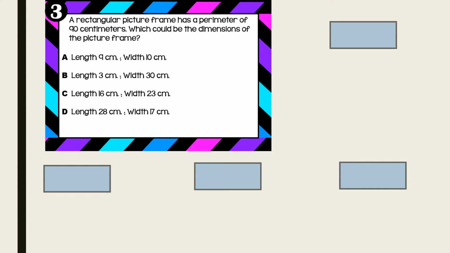Okay, I am going to start by labeling my rectangles. So A here, I've got a rectangle that's 9 by 10, a length of 9 and a width of 10. I'm going to label all 4 sides. B, I've got a rectangle that's 3 centimeters by 30 centimeters. So obviously my pictures don't look accurate because 30 by 3 would be a lot longer and skinnier than 10 by 9. But I'm just doing this so it's really clear where all my sides are and I don't miss anything. Okay, C, we've got 16 by 23. And then lastly, we've got D, 28 by 17.